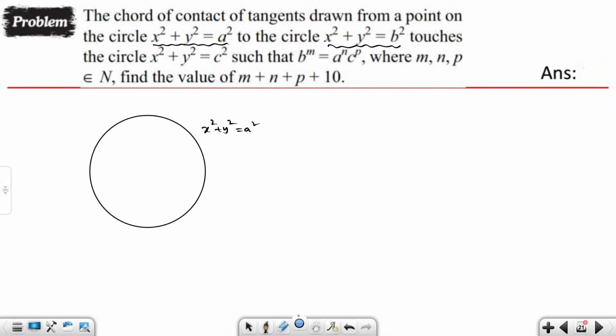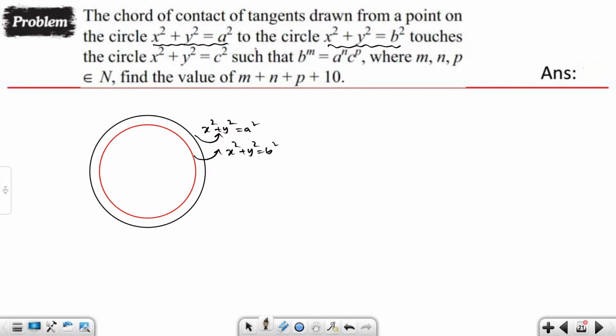Now let me draw another concentric circle with a different color. Let us consider this is that circle, right? This is the concentric circle. The equation of this red circle is x square plus y square equals b square. Now let me just first read these two lines.